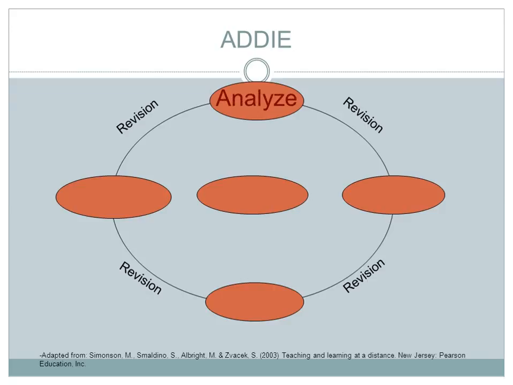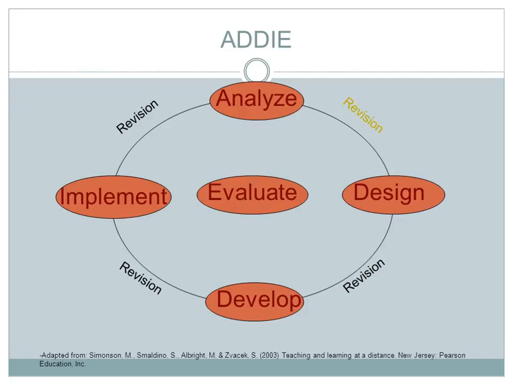In the ADDIE model, one of the first steps is to analyze, similar to Dick and Carey's initial approach. Then design the program, develop the resources and materials that you'll need to implement it, finally implement it, and then once implemented, conduct evaluation. And you see throughout the process that revision takes place between these various steps. So there's a lot of commonalities between these instructional design models. The key is to use a model as you go through the instructional design process.